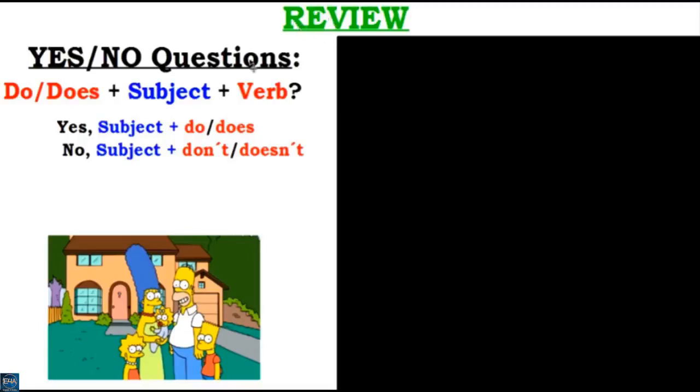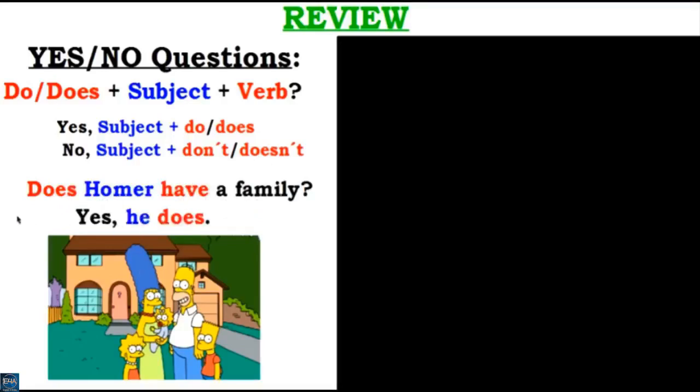Okay, to review, the yes, no questions use do and does for the auxiliary, then the subject, then the verb. And the answer, we say yes and the subject and do or does, and no, the subject, don't or doesn't. For example, does Homer have a family? And the answer, yes, he does.